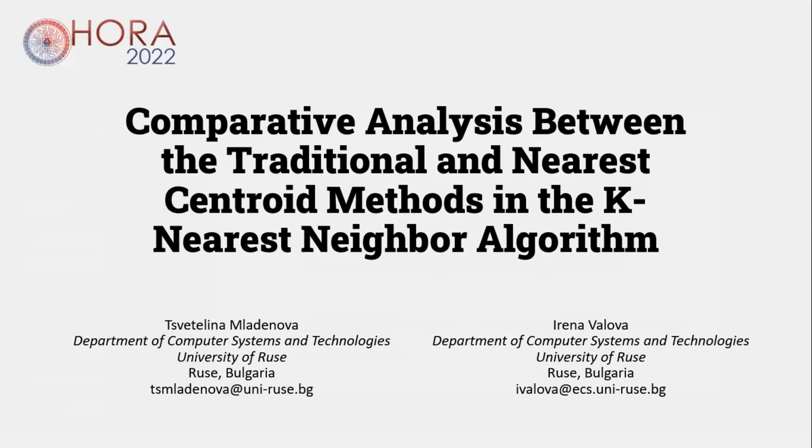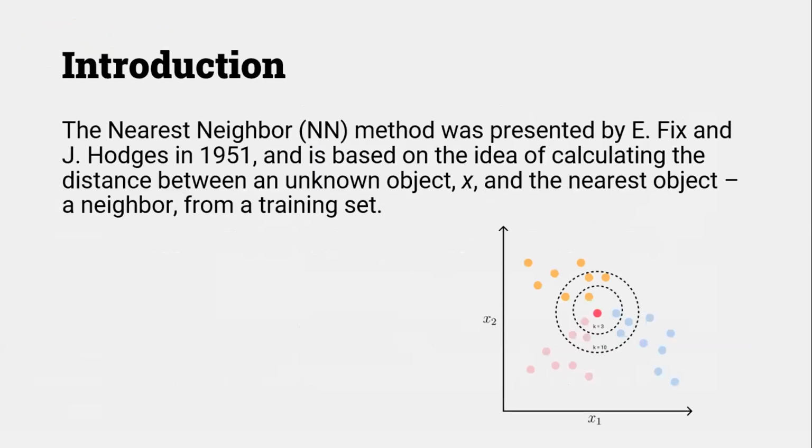Hello, dear guests. My name is Svetlana Mladonova, and I'm going to present our paper, Comparative Analysis between the Traditional and Nearest Centroid Methods in the K-Nearest Neighbor Algorithm. The nearest neighbor algorithm was presented in 1951 by Fix and Hodges and is based on the idea of calculating the distance between an unknown object and its nearest neighbor, one nearest neighbor, from a training set.